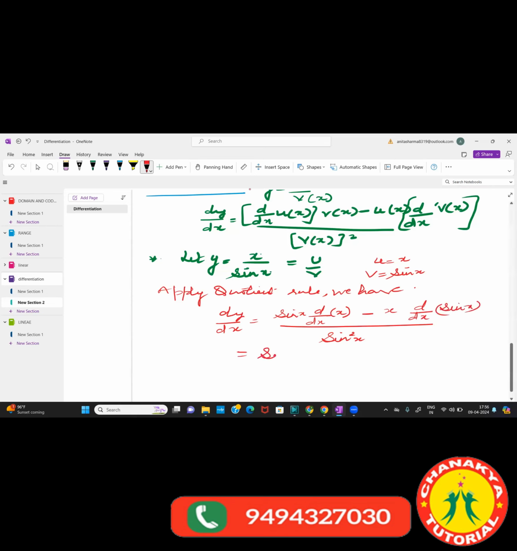Okay, now sin x, differentiation of x is just 1. It will be 1 into sin x, minus x, differentiation of sin x is cos x, divided by sin square x. Right? Or you can separate the denominator with each numerator. So sin x upon sin square x minus x cos x upon sin square x. You can write sin square x as sin x into sin x. We can write like this.